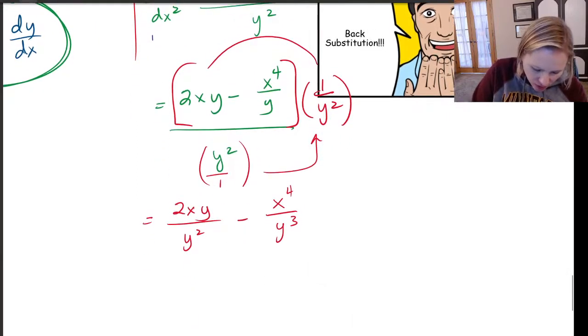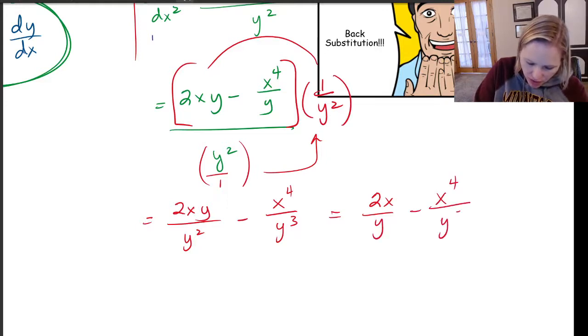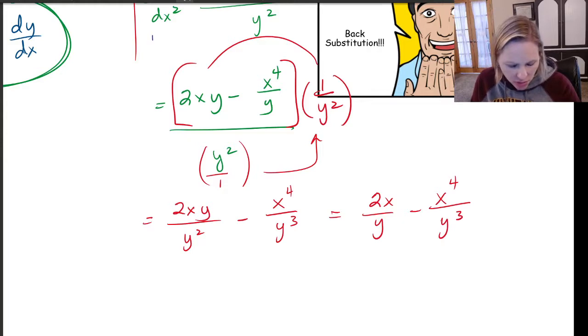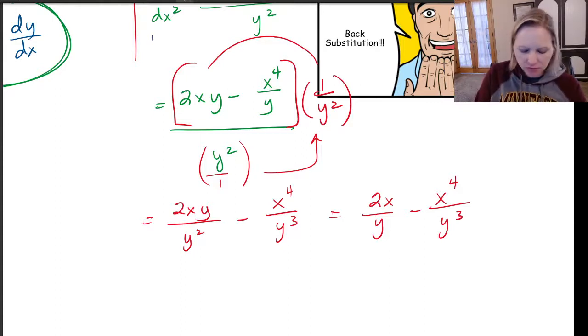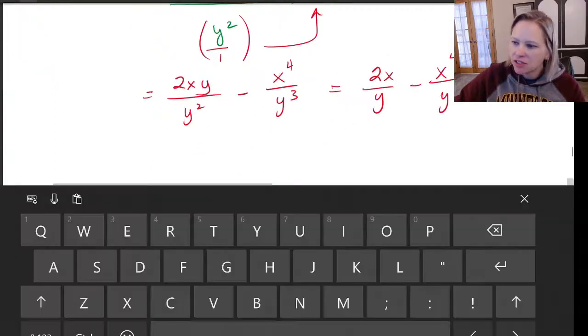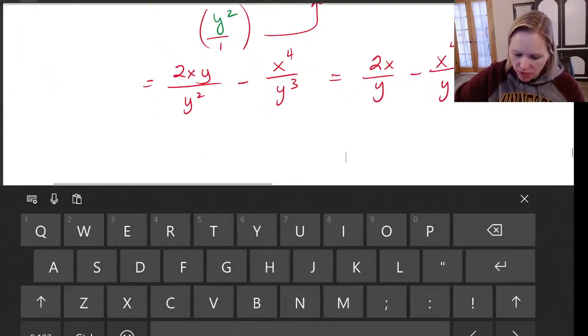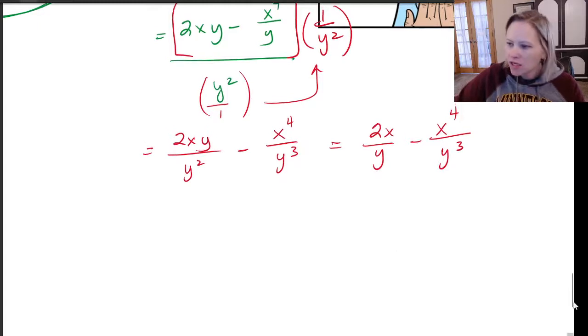And I could leave it like that, or I could recognize that I have one more way to simplify, and that is just to go 2x over y minus x to the 4th over y cubed. I could also work it through and try to get a common denominator. That might be something that you would be expected to do to match it up with a multiple choice option, but I'm going to stop right there just because I want to make sure you understand how far you need to go in a free response. So let's keep going.